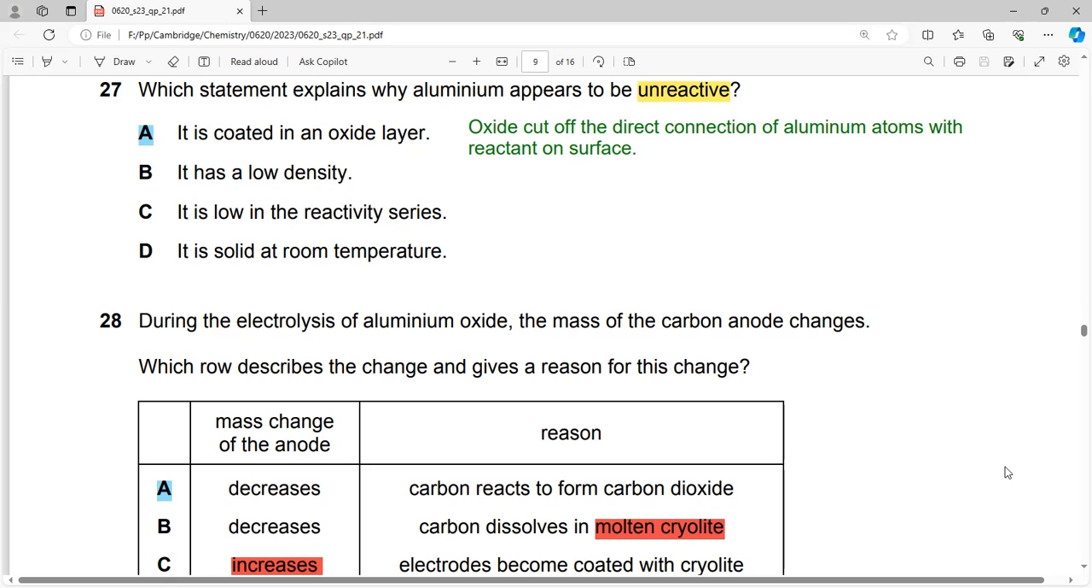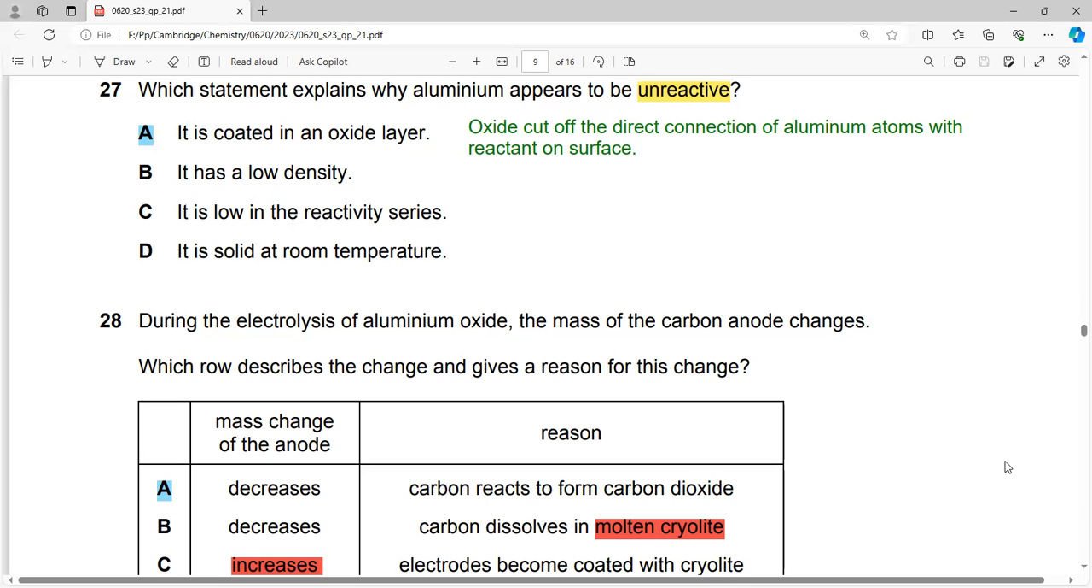B, it has a low density. That's not relevant, that's not describing it. It is low in the reactivity series. Many metals are low in the reactivity series, but you can say they should be partially reactive. What about unreactive? Low in the reactivity series is not describing it. It is solid at room temperature. That's not describing this phenomenon. Why? Because, for example, sodium metal or potassium metal is solid at room temperature, but they are vigorously reactive. So that's why A is the correct option here.